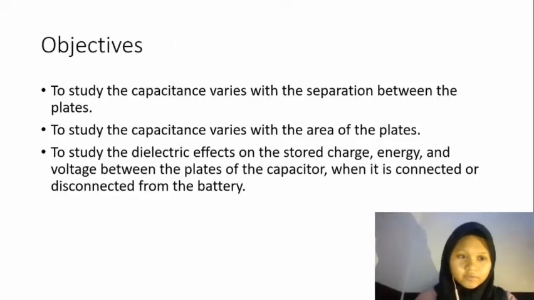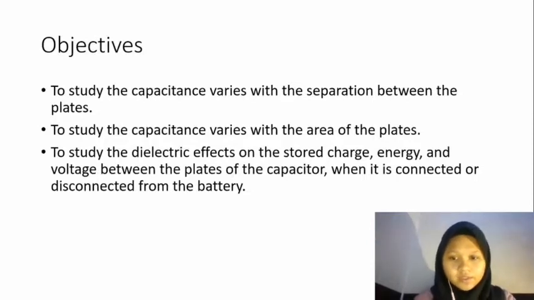The objective of this experiment is to study how the capacitance varies with the separation between the plates. The second one is to study how the capacitance varies with the area of the plates. The third one is to study the dielectric effects on the stored charge, energy, and voltage between the plates of the capacitor when it is connected or disconnected from the battery.